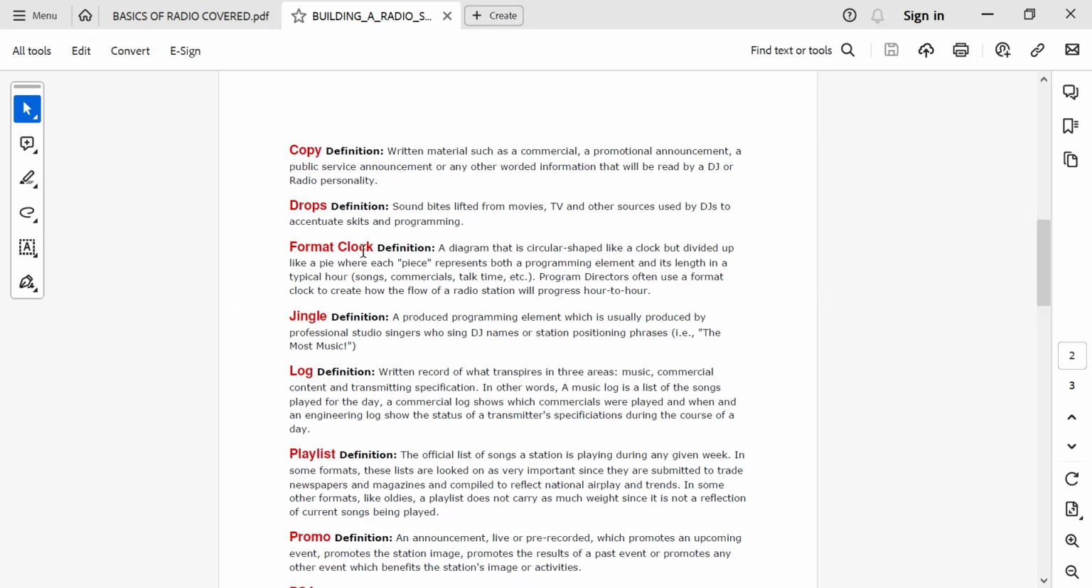Format clock is the clock that you saw there. It's got a little circle there. It's got all the little elements, which we're going to have a look at in a more detailed one, as I keep saying. But from hour to hour, it will differ. Again, we see no two clocks are the same. They shouldn't be the same, right? What's a jingle then? It's a produced programming element which is usually produced by professional studio singers who sing DJ names or station positioning phrases, like the most music, right? Jingles have, like I've said to you before, a lot of production that goes in there.